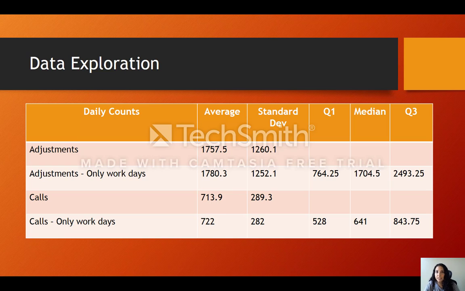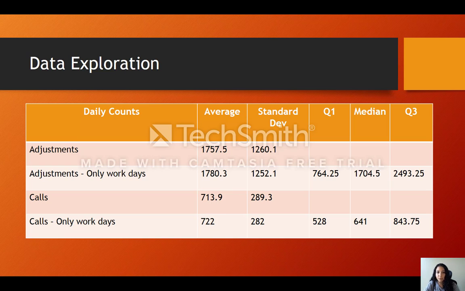Initially in our project, we did some data exploration just to get a handle on the data, look for any discernible or obvious patterns that may pop up, and try to plan our analysis with a little bit more education. So looking at the adjustment and call data here, you can see some basic statistics we were able to derive. We looked at average adjustments, 1757.5, but we also looked at just Monday through Friday, just work days, and averaged that. You can see it's obviously a lot higher, 1780.3.